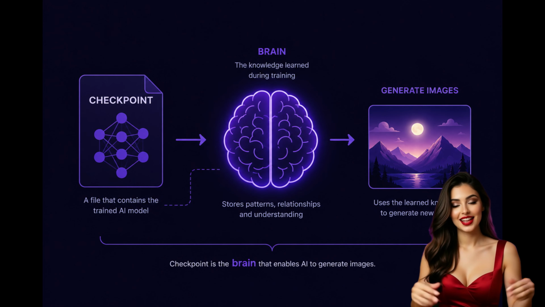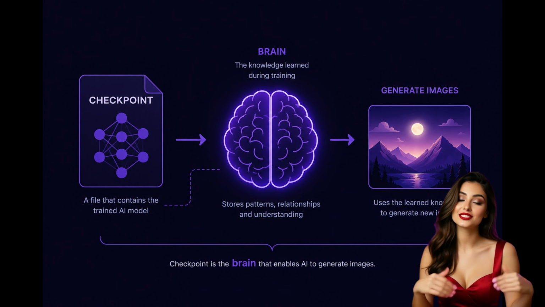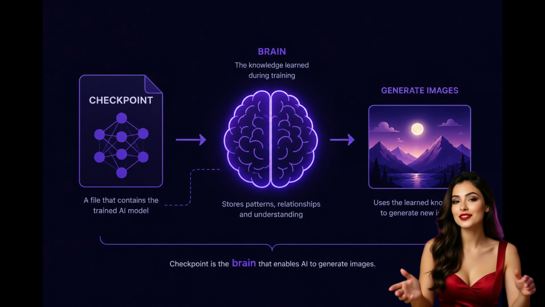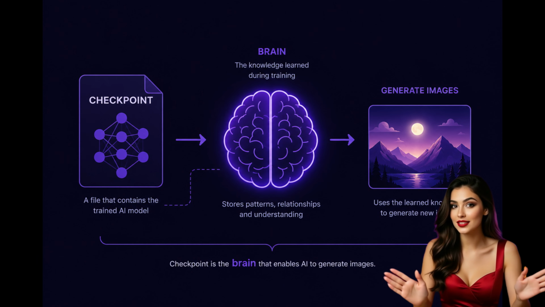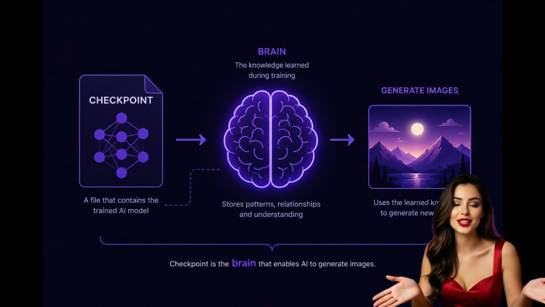Now for the fun part. Let's generate our very first AI image. But before we do that, we need one essential ingredient: a checkpoint. A checkpoint is a file that contains a trained AI model. Think of it as the AI's knowledge stored in a file. Without a checkpoint, ComfyUI has nothing to generate images with.